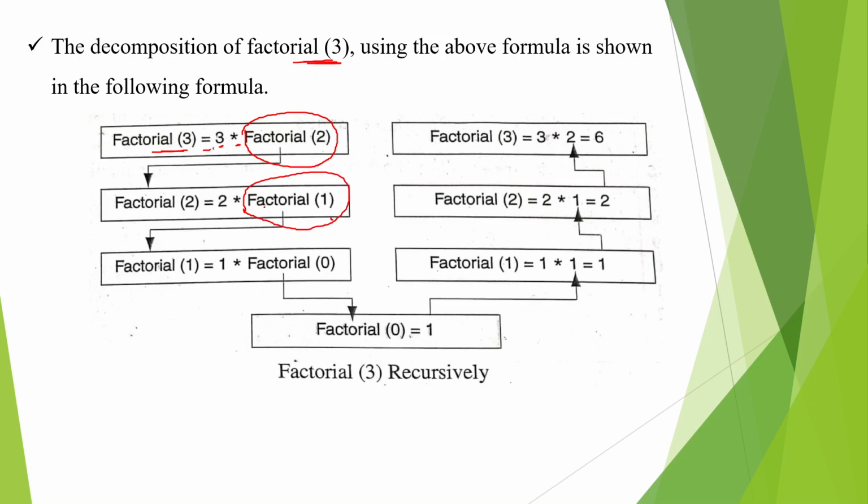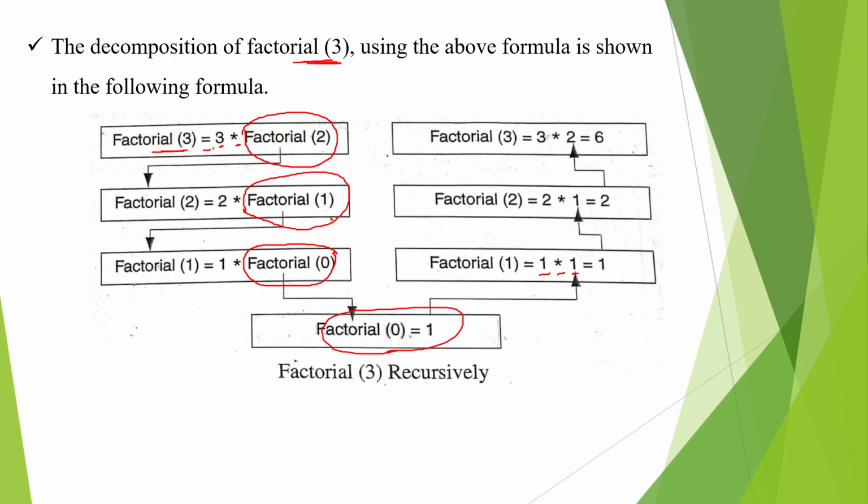To calculate factorial of 1, again I need to depend on that same definition. So factorial of 1 is equal to n multiplied with n minus 1, so 1 multiplied with factorial of 1 minus 1, that is factorial of 0. Factorial of 0, we know that it is 1. So here we put factorial of 0 as 1. So factorial of 0, 1 will be replaced, and in this particular place we replace 1. Here you can see 1 multiplied with 1.